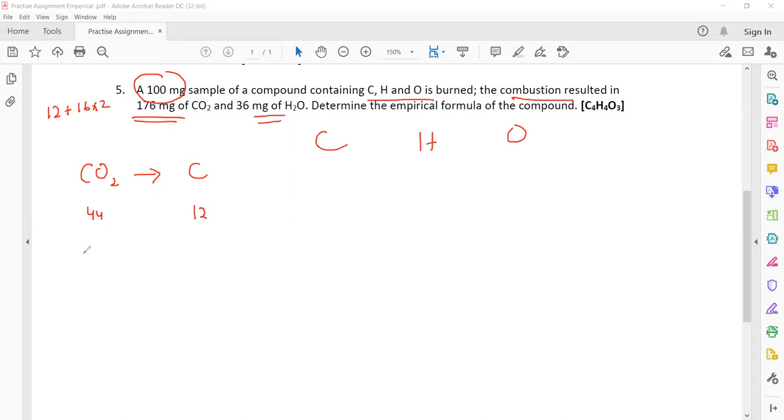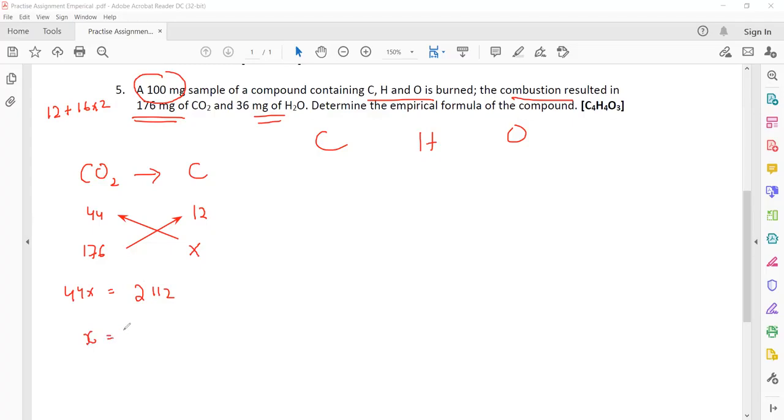So if we have 176 milligrams, then how much carbon will be there? X. So how do we get this carbon? We cross multiply, because in one molecule of carbon dioxide there is one carbon atom, or we can say if we have 44 grams of carbon dioxide, it has 12 grams of carbon. So if we have 176 milligrams, then how much carbon will be there? It will be X. So 44X is equal to 12 multiplied by 176, which is 2112, and that is divided by 44.